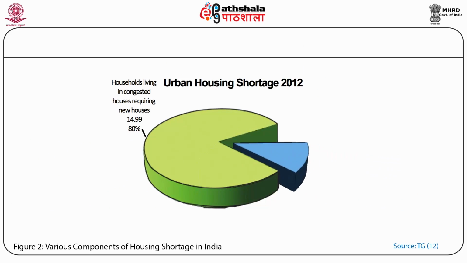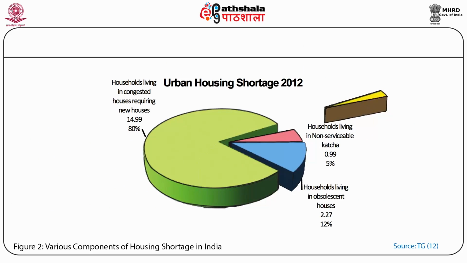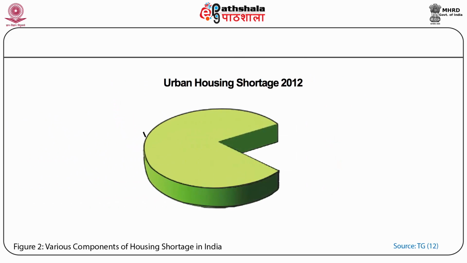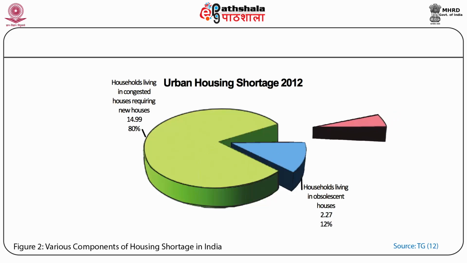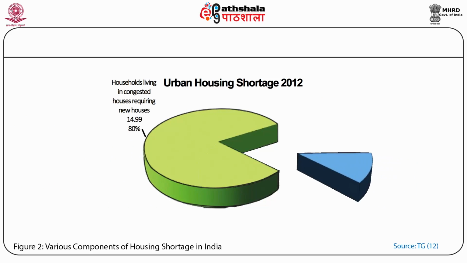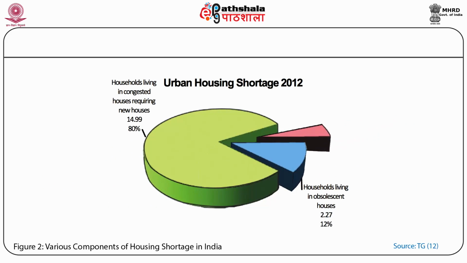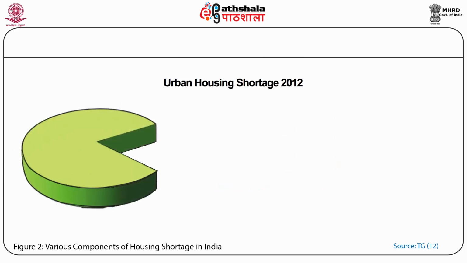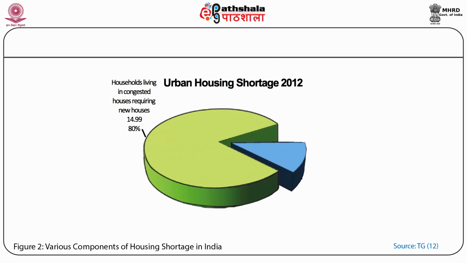The third component is that of homeless people. Census 2001 data of 0.8 million homeless people has been assumed to remain constant during 2001 to 2011. Considering that half of the homeless are single migrants and the other half have an average household size of 3, the technical group calculated a total housing requirement of 0.53 million, that is 0.4 million for single migrants and 0.13 million for the rest with an average household size of 3.